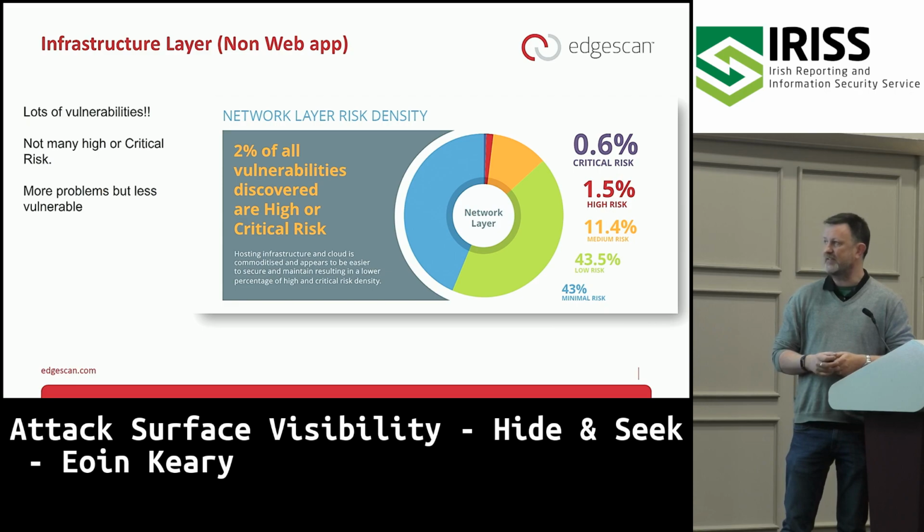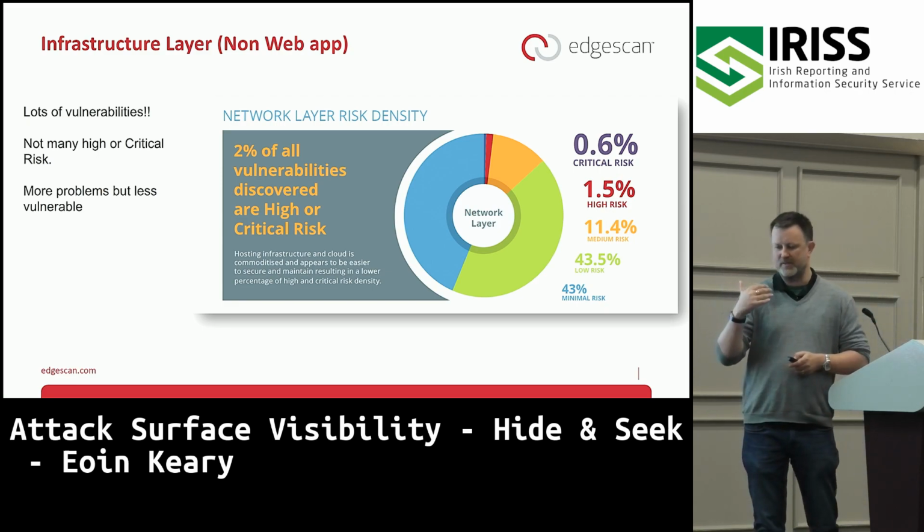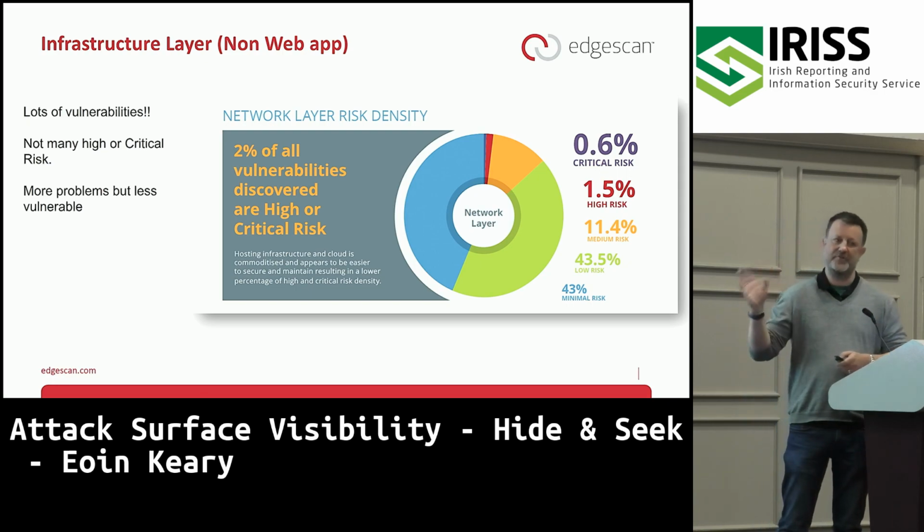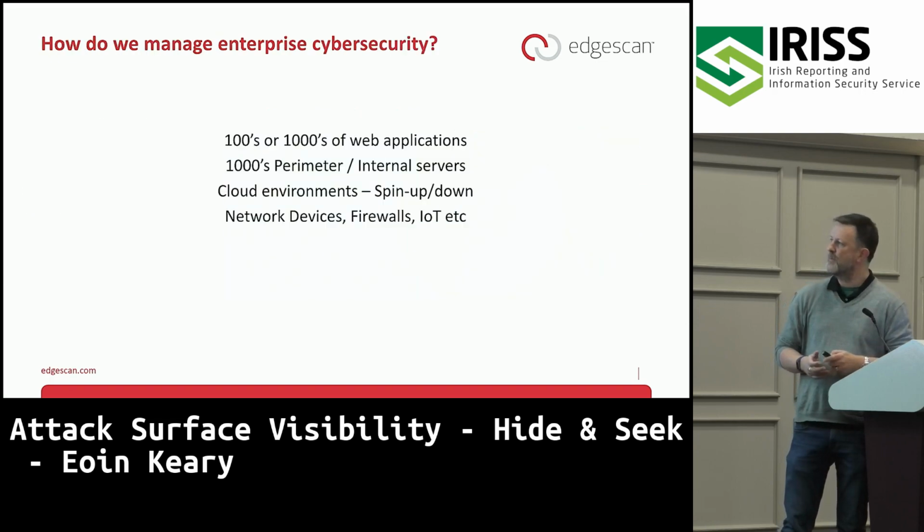But if you look at the stats, we're actually finding more vulnerabilities on the infrastructure layer, but the majority of the high and critical risks are on the application layer. So the application layer is a much higher risk density. We're finding maybe fewer vulnerabilities, but a lot of them are really, really bad.